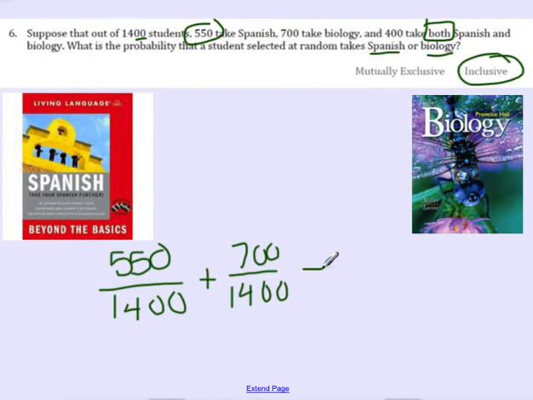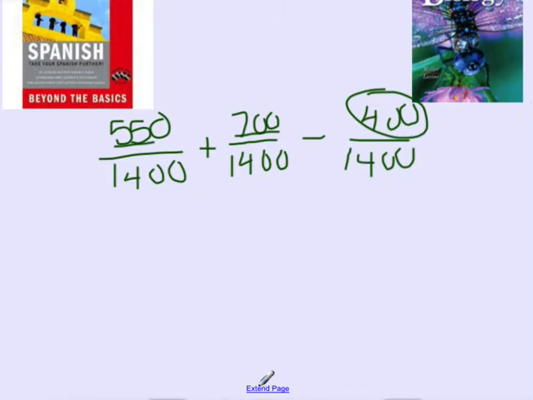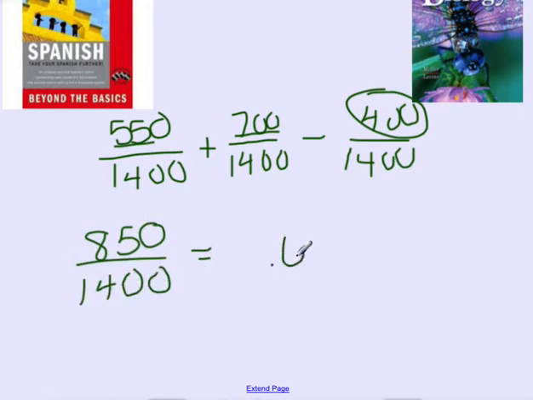Because it's inclusive, we have to subtract off that both probability. So I'm subtracting off the both probability. So of those 1,400 students, 400 of them take both. And we're subtracting that off because Spanish students are being counted here, and they're also being counted for biology. So that one student is being counted twice for Spanish and for biology. So we're subtracting off one of those by subtracting off that both portion. So 550 plus 700 minus 400 is 850 divided by 1,400. So you divide that out and you get 0.607. So there's about a 60.7% chance of that occurring.